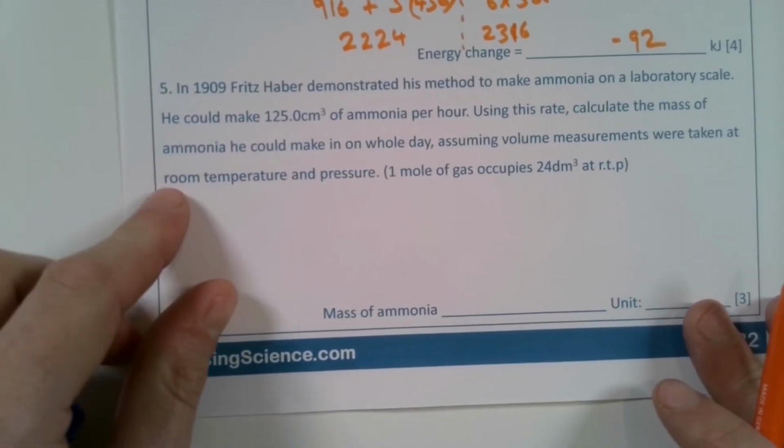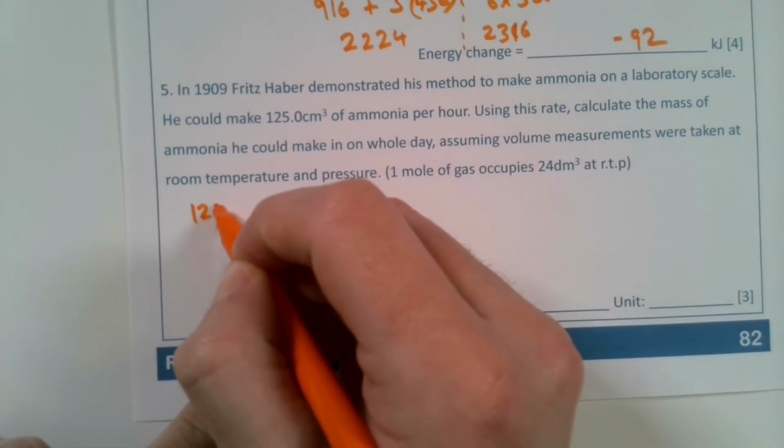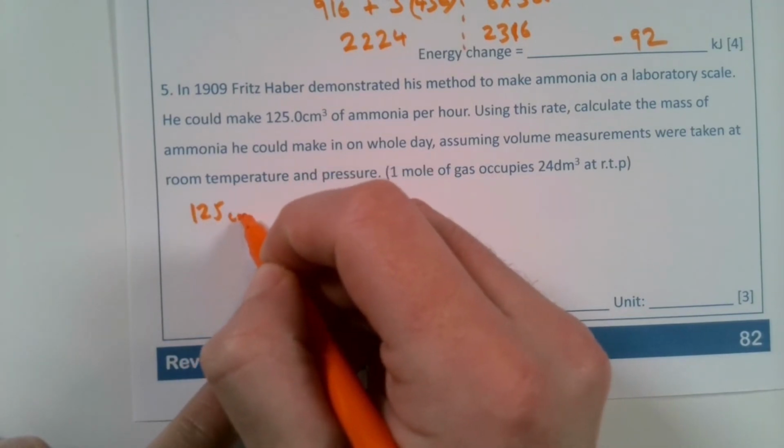Okay, this last one's quite tricky, linking into the quantitative chemistry topic. So in 1909, Fritz Haber demonstrated his method to make ammonia on a laboratory scale. He could make 125 centimetres cubed of ammonia per hour. Using this rate, calculate the mass of ammonia that he could make in 1 whole day, assuming the volume measurements were taken at room temperature and pressure, where 1 mole of gas occupies 24 decimetres cubed at room temperature and pressure.